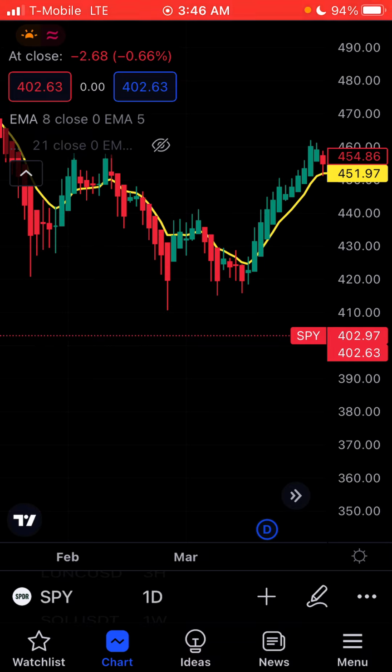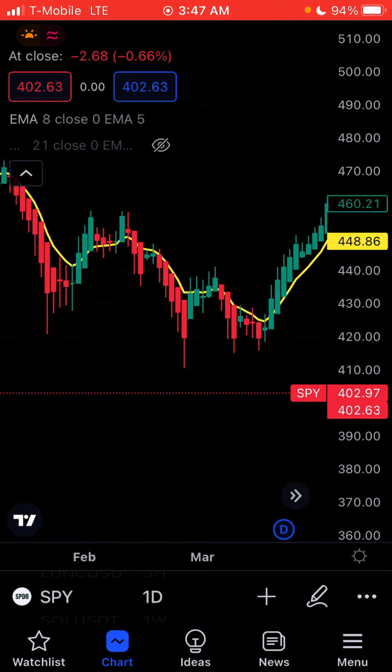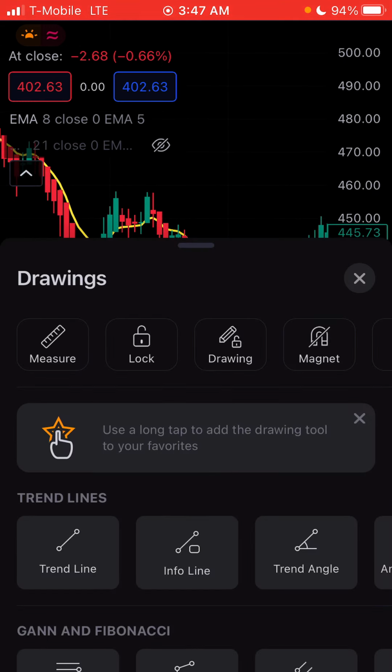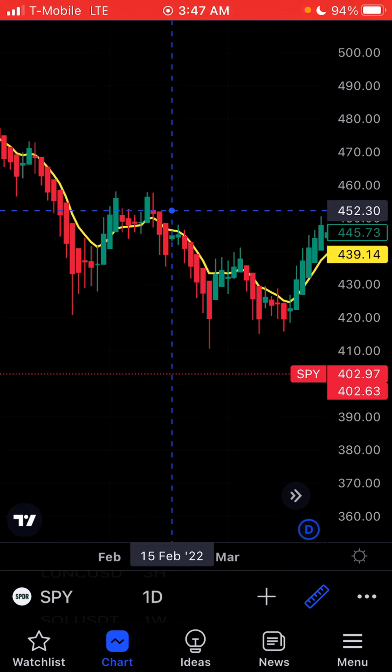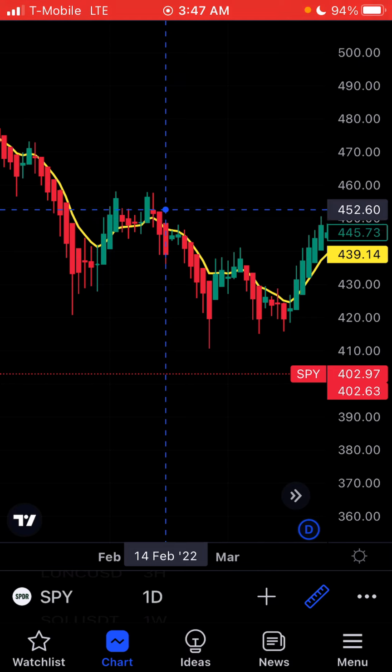I still keep the 21 EMA on here just to kind of double confirm things, but usually I just hide it. So you basically just look for the candle going either up or down through the 8 EMA, and whichever direction it goes at that point, that's what you base your call or your put on. So let's do a couple more times.